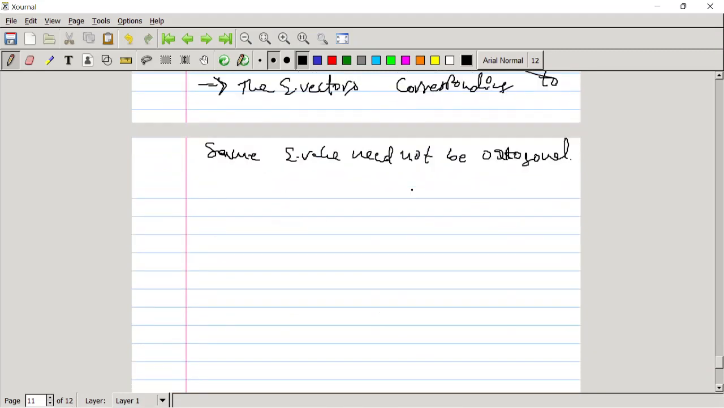How can we find the non-trivial solution for the matrix A transpose X equal to 0? Non-trivial is nothing but not the 0. If you take A transpose into 0, this is always equal to 0. Do you agree with this? If you take X equal to 0, this is equal to 0. Non-trivial is nothing but the non-zero solution.